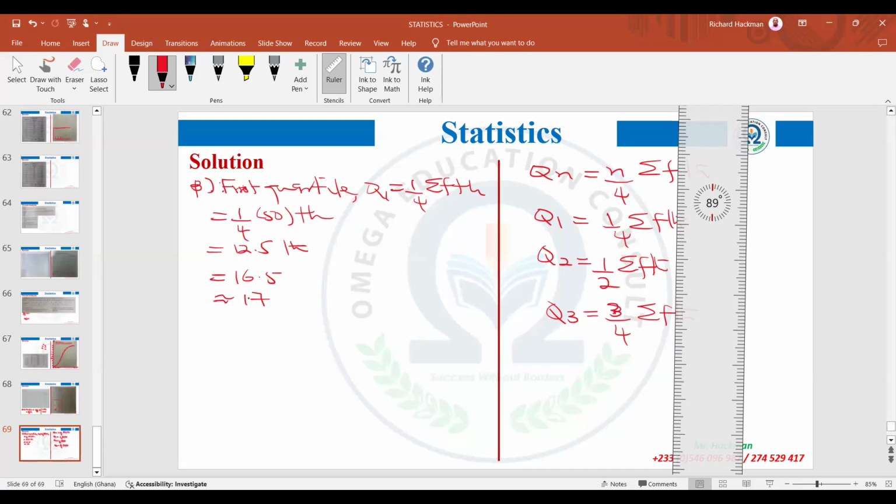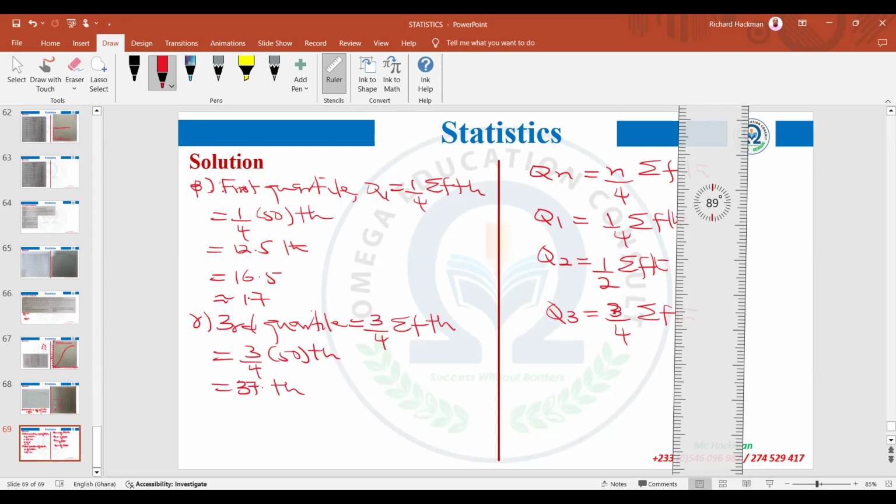The next one, what do we have? Gamma. We are looking for the third quarter. If you like, you can even use third, or you can use first. It's the same thing. Remember, the third quarter would be 3/4 of sigma F. Your sigma F is 50. Don't forget your position. So now this will be calculator work. I'll get 37.5.